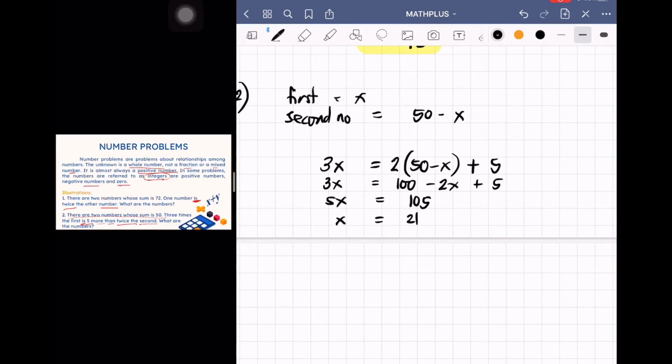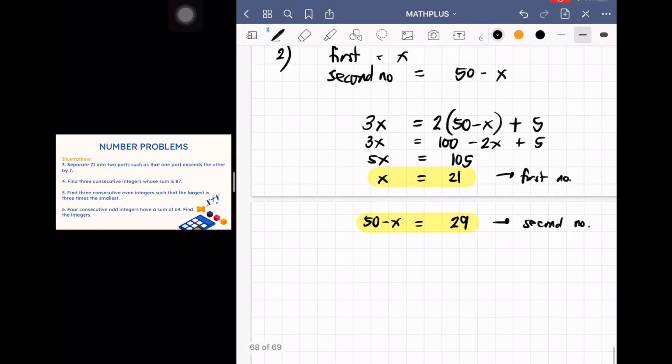That means x is your first number. So let me highlight this, and let me write this, the first number. And then for the second number, that's 50 minus x. That means 50 minus 21, you get 29, right? 50 minus 21, that's 29. And this gives me my second number. Okay. Next.